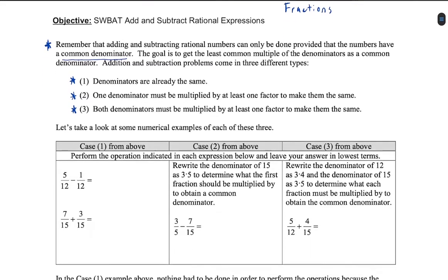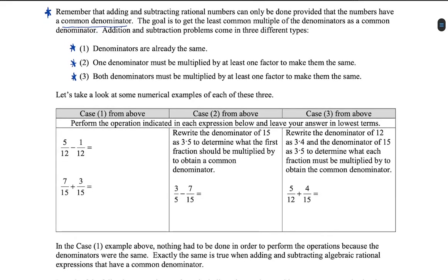So case 1, just quick reminders of what we know from earlier math classes. If you already have the same denominator, we're just counting how many slices of pizza. You had 5 of the 12, you ate one of them, there's 4 out of the 12 left, or 1/3 if you reduce it. Same thing, if you have 7 of the 15 puzzle pieces and I have 3, together we have 10 out of the 15 pieces. So notice here the denominator stays the same and we just add the numerator.